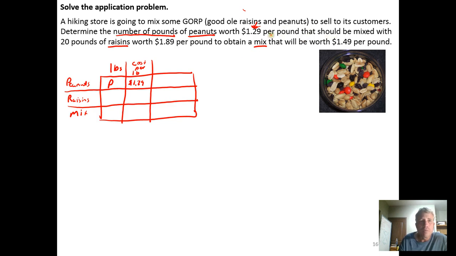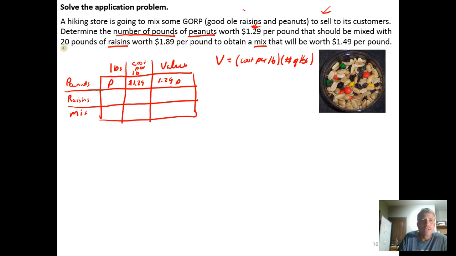And we're also going to want to know the value of the mixture. Even though we're not given this value information in the paragraph, we do know that the value of something is equal to the cost per pound times the number of pounds. So to get the value of the peanuts, I would multiply the P pounds of peanuts times the cost per pound, so P times 1.29, which gives me 1.29P.